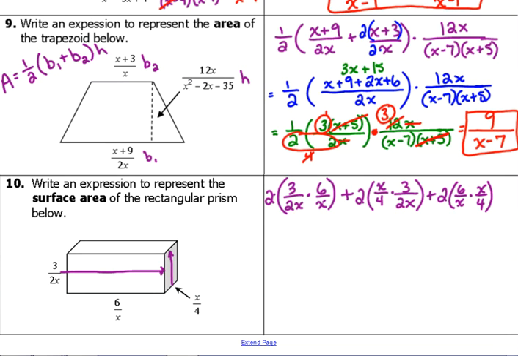Okay, so y'all are going to finish this one out. You need to simplify what's inside your parentheses, multiply them by 2. Now you only multiply in the numerator, okay, because these are all 2 over 1. It's just 2 times the numerator, 1 times the denominator. And then you may need to find some common denominators to be able to add them all together. Okay, so that's what I want you to do first.